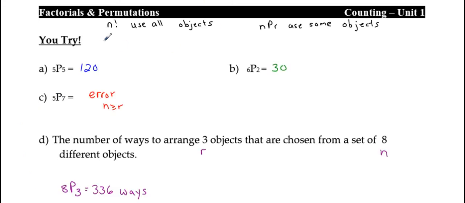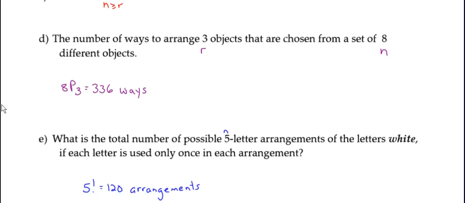Okay, welcome back. Just to remind you, you use n factorial if you are arranging all the objects. You use NPR if you are arranging some of the objects. The first two were just plug and play into your calculator. The third one, you should get an error because if you've got 5 objects in total, you can't arrange 7 of them. So in this case, you will get an error. Your n value has to be at least the value of your r value.